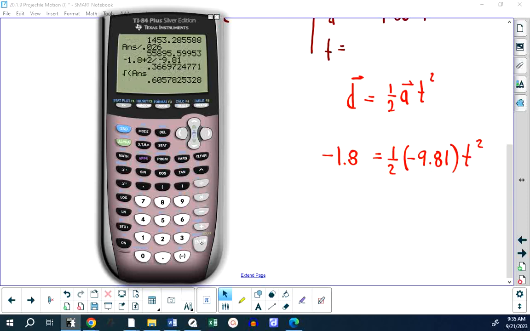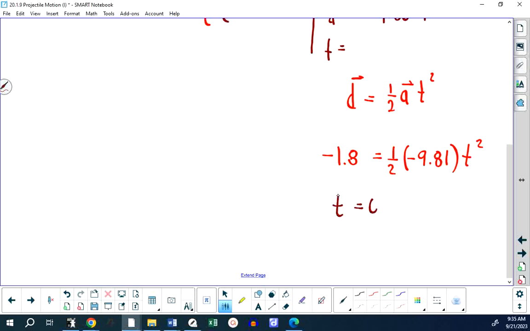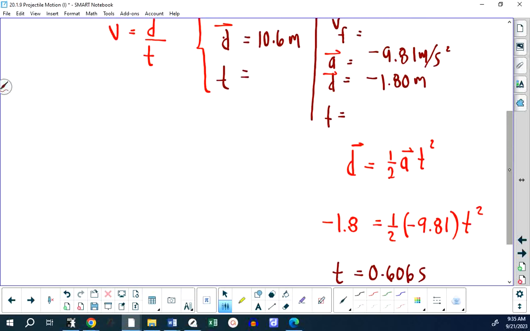So I'm getting for a time here about 0.6 seconds. Anybody else up for that? Okay. So 0.6 seconds. 0.606. Okay, I can put that here.